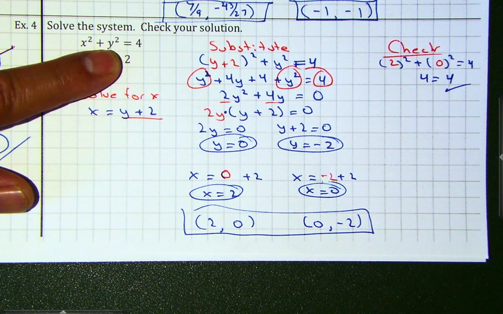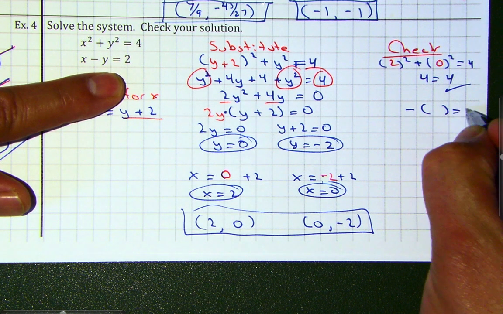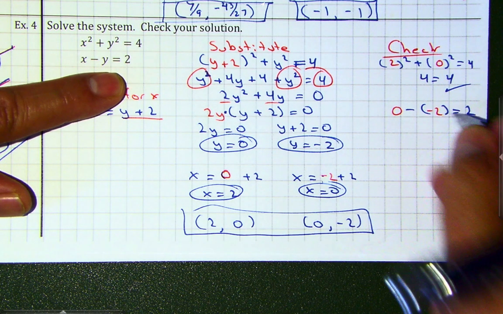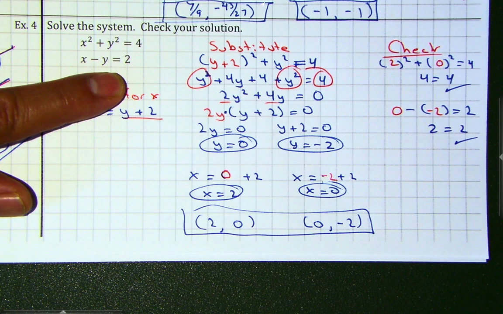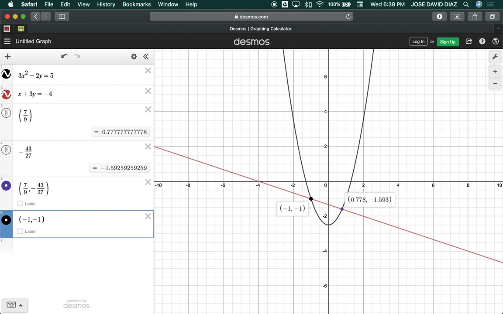Perfect. Now I plug into the second equation, so I have x minus y equal to 2. Instead of the x, I'm going to plug in 0. Instead of the y will be a negative 2. 0 minus negative 2 gives me positive 2 equal to positive 2. Perfect. Now, if I take the time to graph it, let's go ahead and clear up everything I have in here.